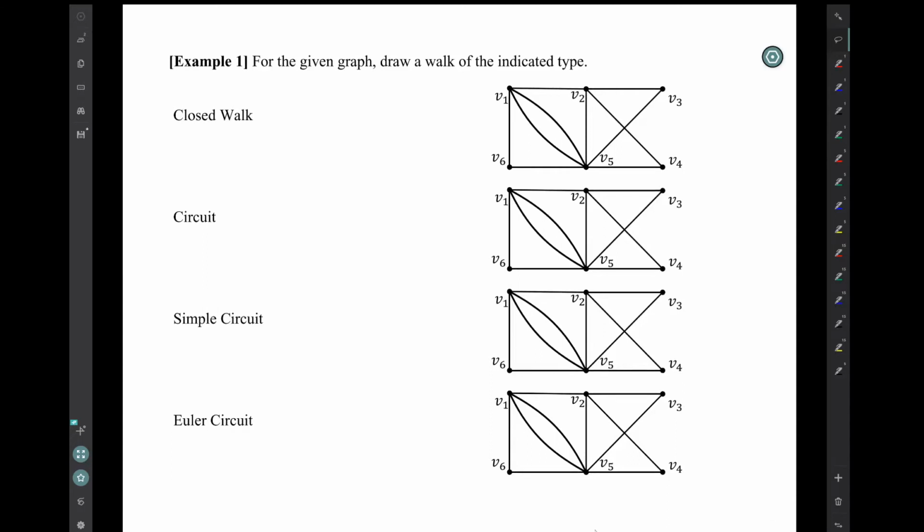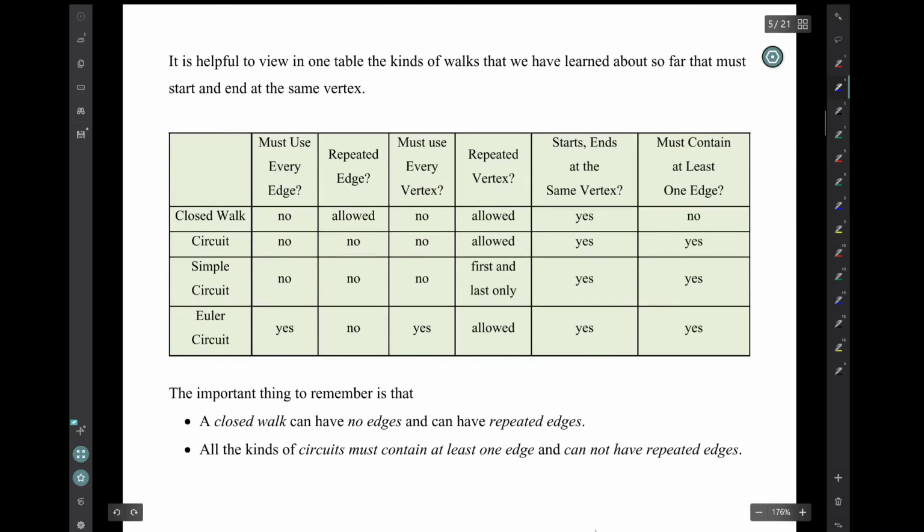Example 1. For the given graph, draw a walk of the indicated type. Well, let's start with a closed walk. Let's recall the definition of closed walk, or the properties of closed walks. They have to start and end at the same vertex. They don't have to contain any edges. They can have repeated edges. They can have repeated vertices. But they don't have to use all the vertices. They don't have to use all the edges.